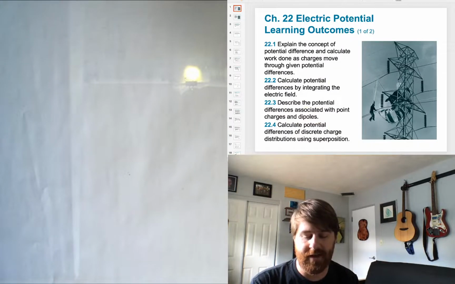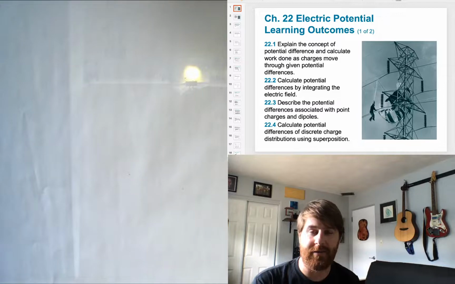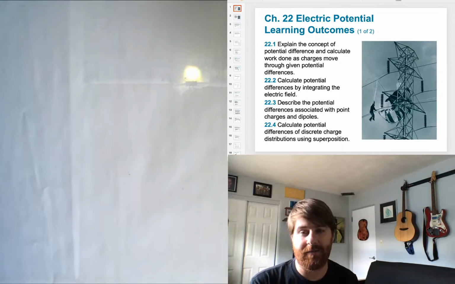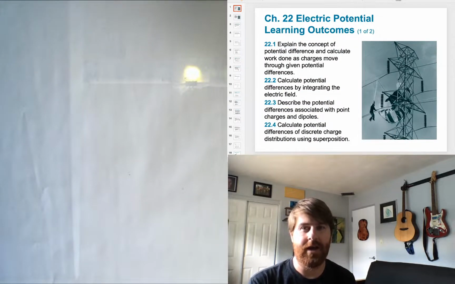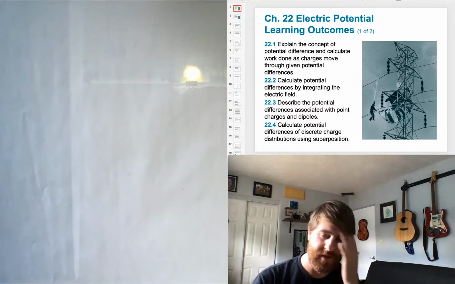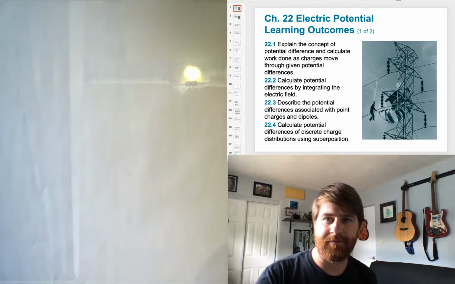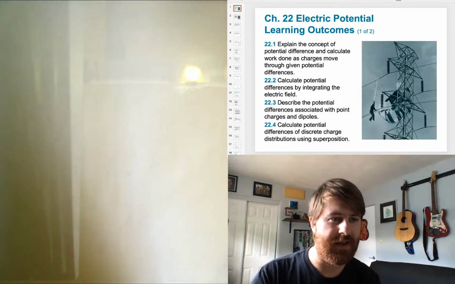What I will say is that if you pay attention very closely to the analogy that we made between the electric force between two charges and the electric field due to some charge distribution, being the force that would be present on a unit 1 coulomb charge, it helps make sense out of the idea of electric potential and electric potential difference. Okay, so let's get started. Pull up the slides.